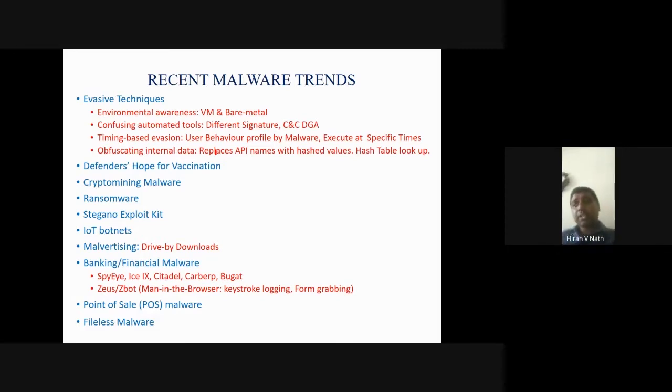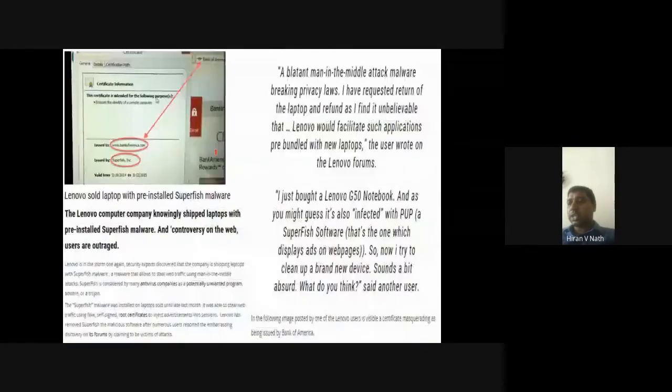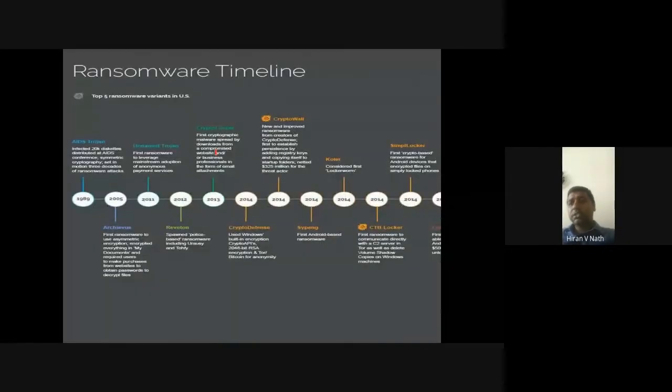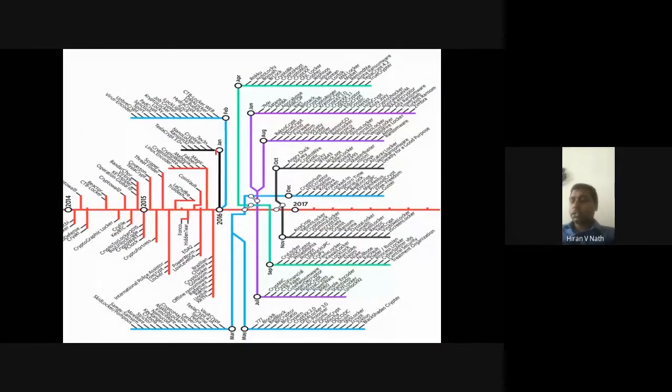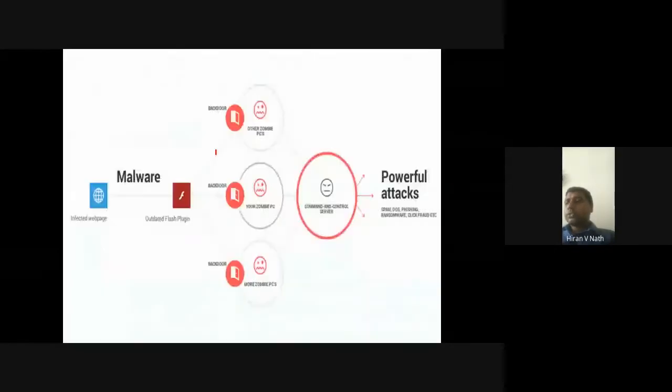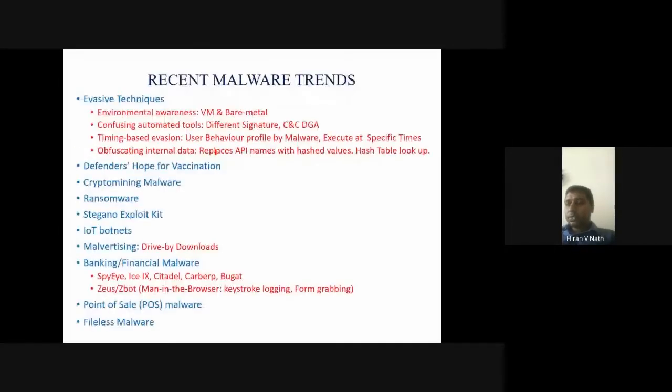Then the crypto mining malware, also called cryptojacking, which is also an issue. Then ransomware, the problems are still wild. I'll just cover this. Initial ransomware started in 1989, and with the introduction of Bitcoin and the cryptocurrencies, the present ransomware infection is in the wild, and there is no solution as of now. Okay. Then the Stegno exploit kit and IoT botnets, I think I have already covered.